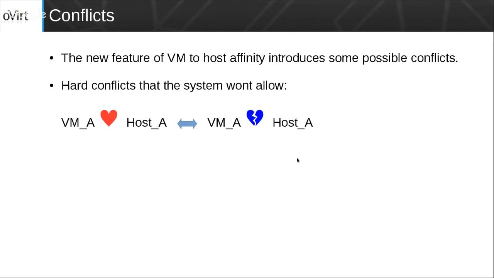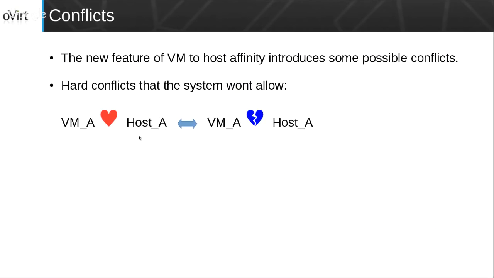So we talked about affinity groups and creation of some of them that might create conflicts. So in aspects for VM to host affinity conflicts, let's concentrate on two types of conflicts. We have hard conflicts that the system won't allow. The best example for it is one affinity group on the left, a VM A has a strong positive affinity with a host A, and another affinity group, a VM A, that has a negative strong affinity with a host A.